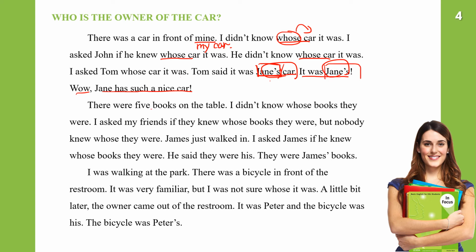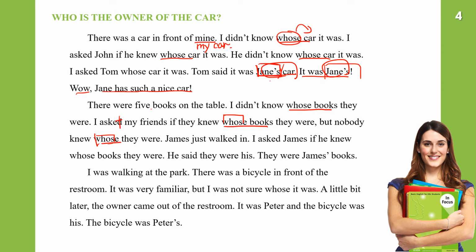There were 5 books on the table. I didn't know whose books they were. I asked my friends if they knew whose books they were, but nobody knew whose they were. So this one, whose books, this is possessive adjective, and this whose, this is possessive pronoun.